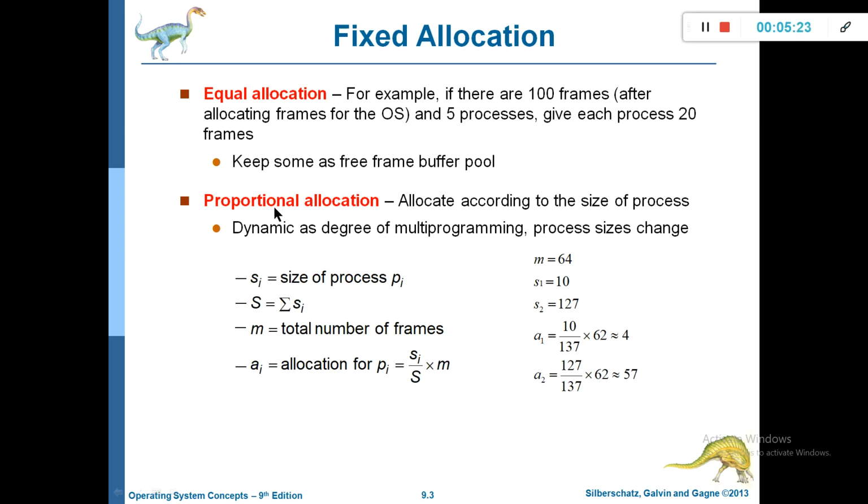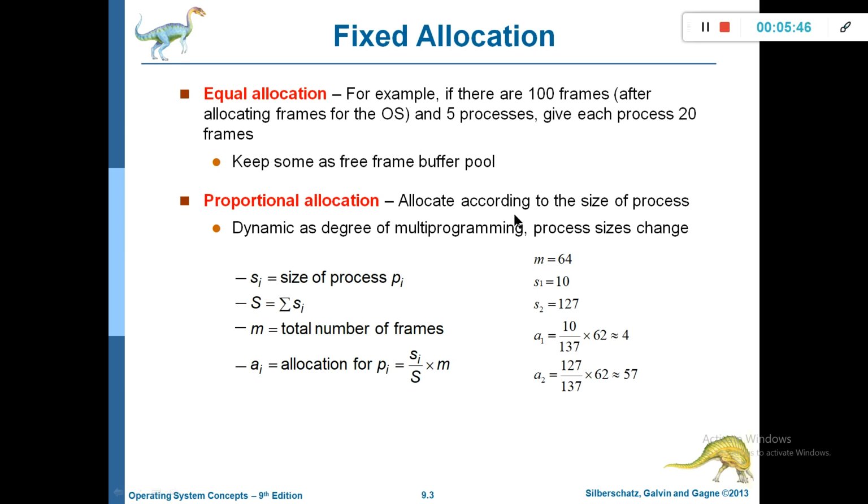So the next method we are going to discuss here. What is going to happen if you are distributing the frames equally to all the 5 processes? The processes P1, P2, P3 require 10, 5 and 15 frames, but we are allocating 20, and the remaining are going to become a wastage. To overcome this problem, there is another method in fixed allocation called proportional allocation.